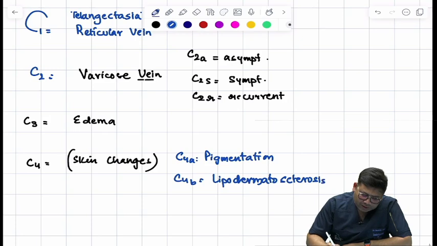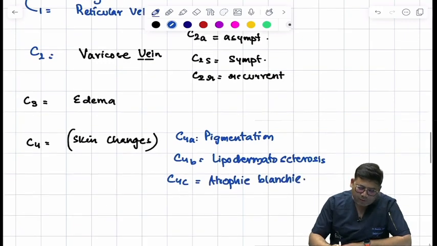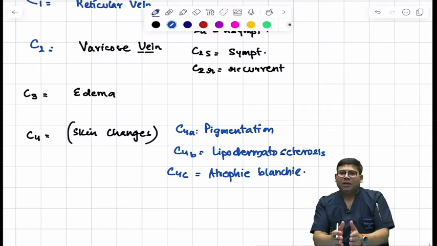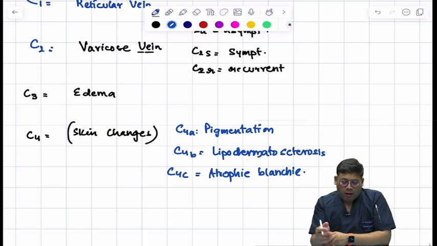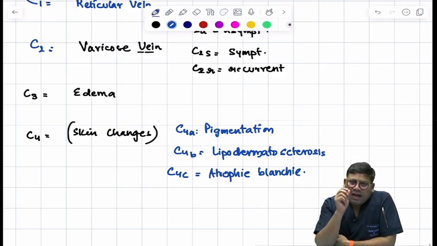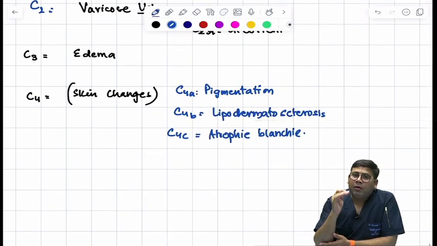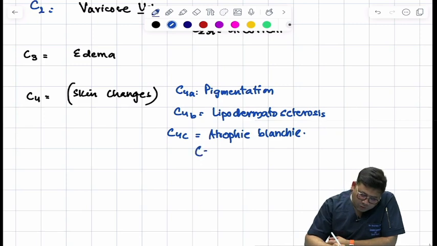Lipodermatosclerosis. And the third is C4C, that is atrophie blanche. What is atrophie blanche? What is the difference between atrophie blanche and lipodermatosclerosis? Children, in lipodermatosclerosis we have a long segment of fibrosis with narrowing of the leg. In atrophie blanche, there is a patch of fibrosis with the reticular veins spreading around, and that is why it is also known as corona phlebectatica.